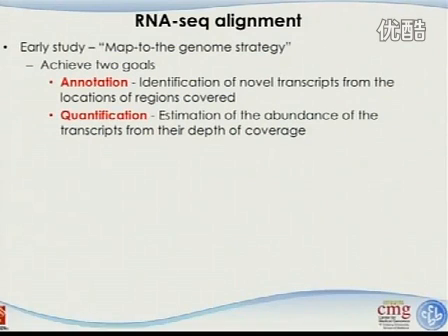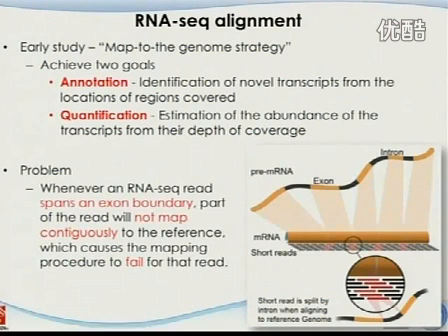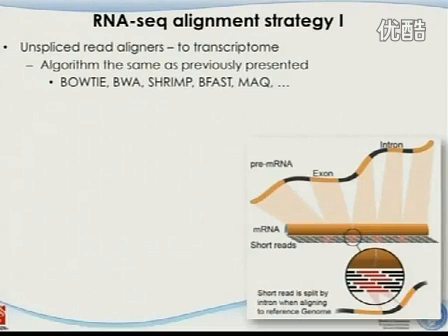And for the earlier studies, identifying those reads across junctions is not possible anyway, because those reads are too short, right? It's only 25 base pairs. There's no way you can have reliable alignment across junctions. But the problem here is whenever an RNA read spans the exon boundary, part of the read will not map continuously, and that read completely fails.